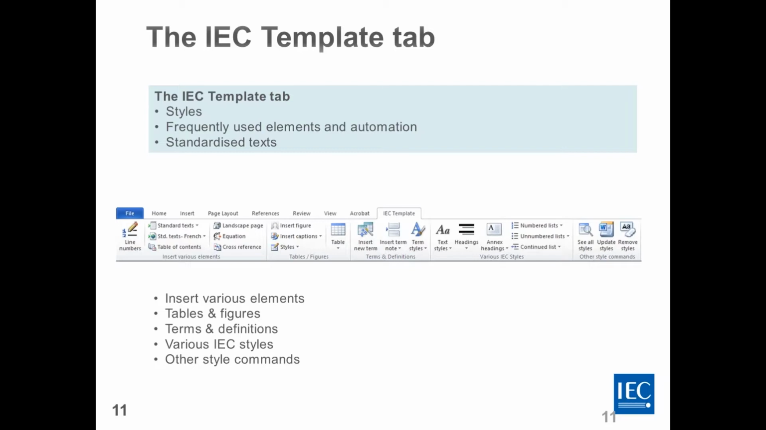When you attach the template to your document or open up the template file, this IEC template tab appears at the top of your ribbon. It contains buttons to help you quickly access some of the most useful tools and styles, and has really been designed with a view to make everybody's life easier. So we've divided it into the 5 sections that you can see here.